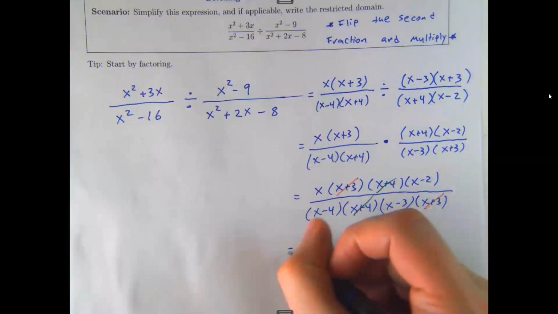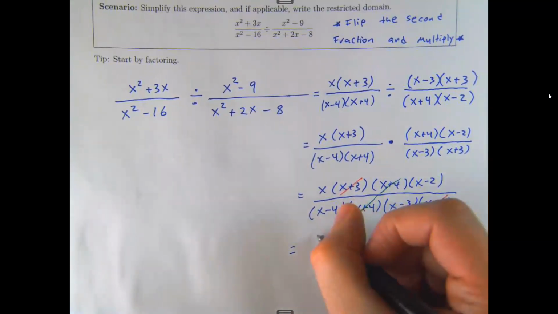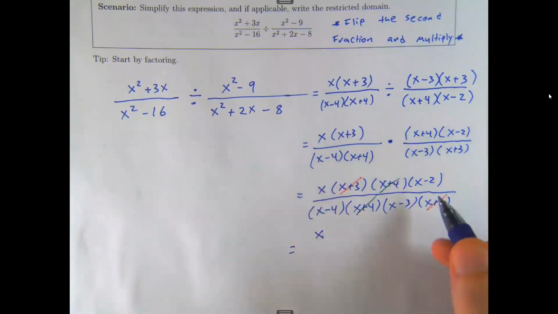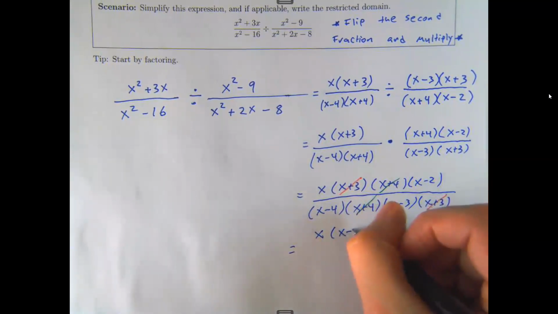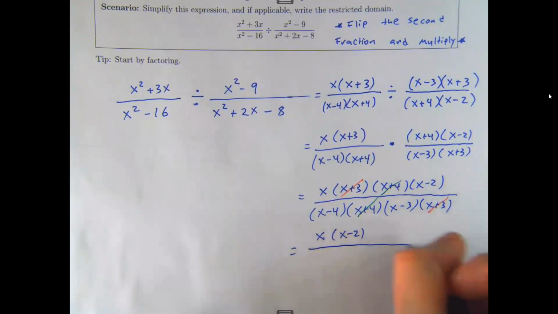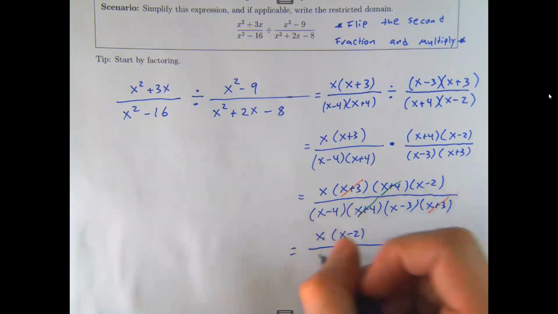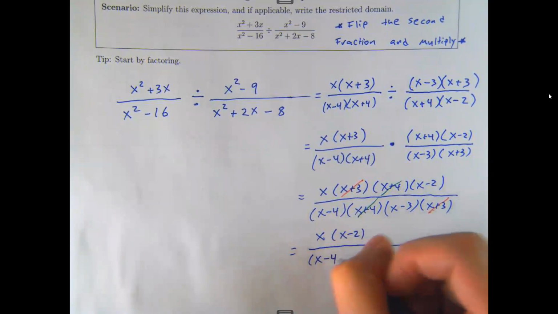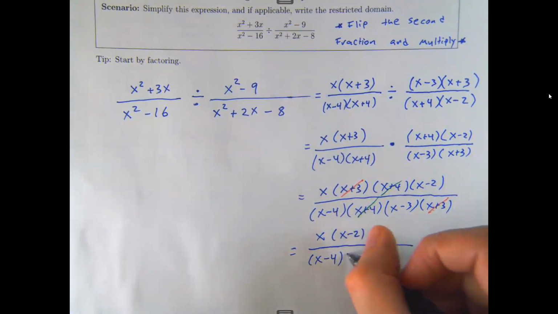So when I'm done, I end up with an x still left on the top, an x minus 2 still left on the top. In the denominator, I have x minus 4. That didn't get crossed out. And x minus 3.